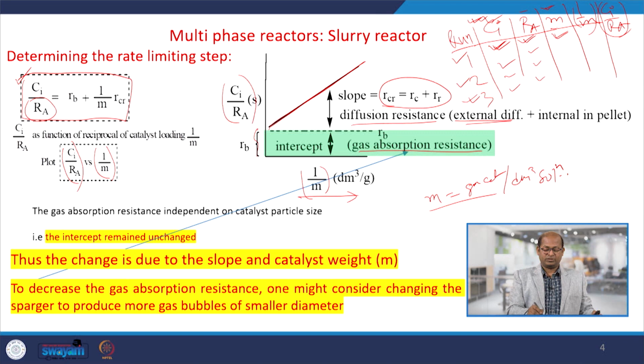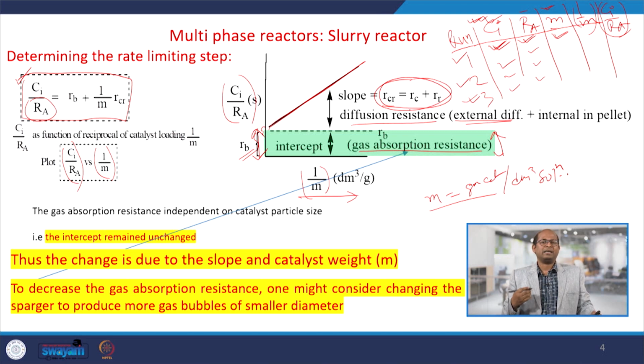So, these are the slopes. If we are able to find out the slope, then the total resistance can be found out from this, and if we are able to find out the numerical value of RB, the gas absorption resistance, we can find that out. Here, this gas absorption part is up to this point. The absorption resistance depends upon the properties of the gas as well as the liquid. So, based on that, the resistance can be increased or decreased.